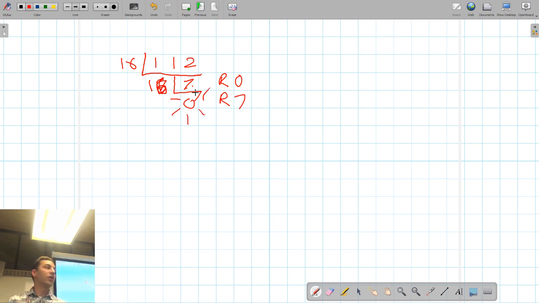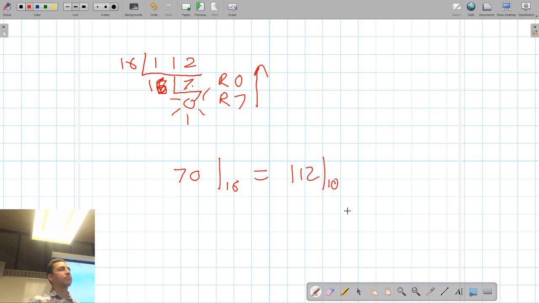Converting to higher bases from base 10 is a lot faster because there's less to do. So what is the answer? The answer is what, base 16? 70, because we read from the bottom up. 70 base 16 is equal to 112 base 10.